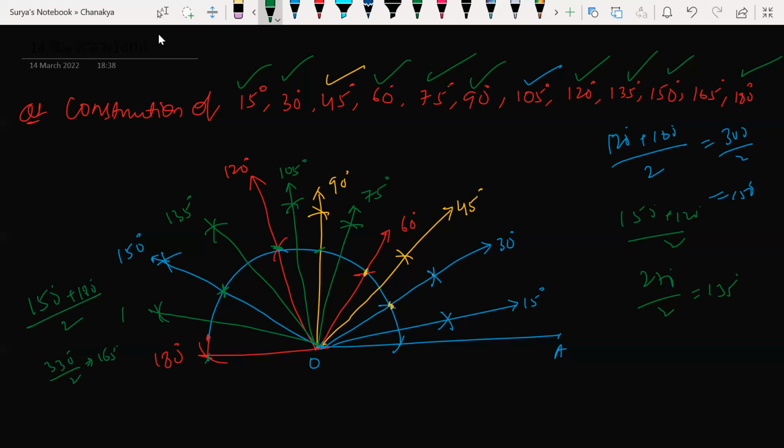Try to understand. 165 degrees. Correct? This is how we can brush it up. All the angles. I'm sure you will not get more than this. These are the angles you will get. Only these are the angles you'll be getting in the exam.